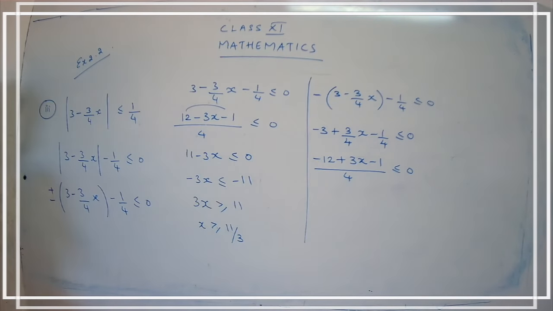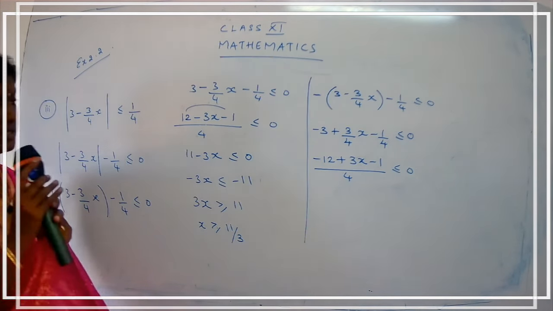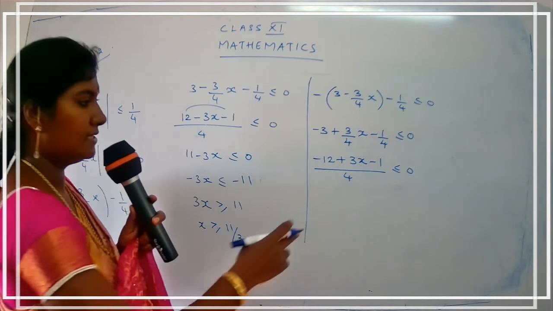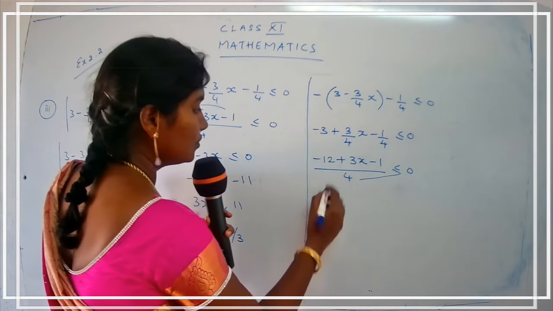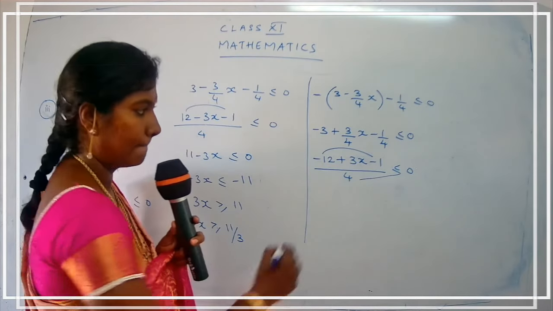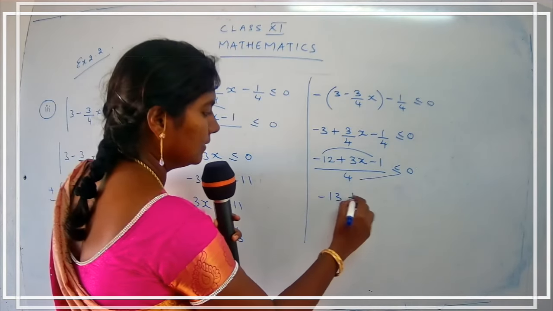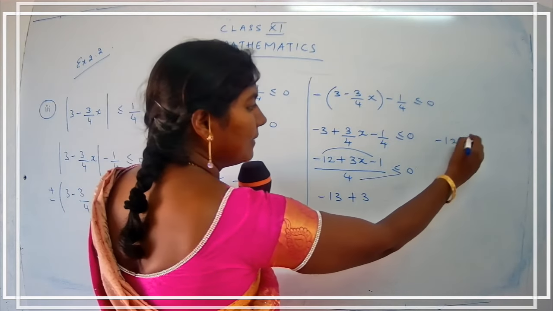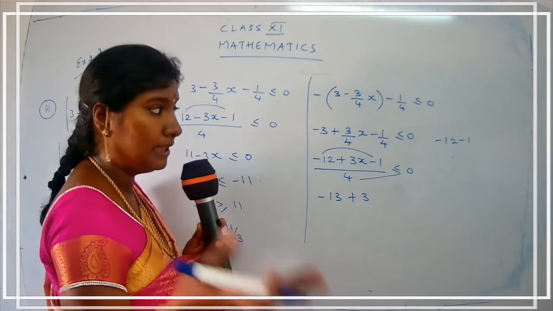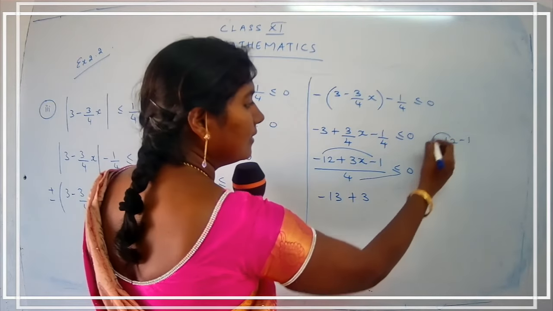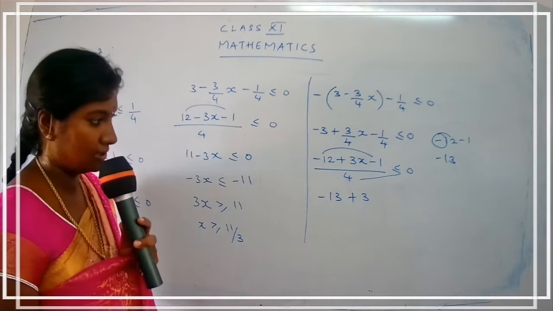Minus 12 plus 3x minus 1 upon 4 less than or equal to 0. So the 4, when it goes to this side, it becomes 0. So minus 12 minus 1, minus 13, plus 3x. Be careful: minus 12 minus 1, minus minus plus, so 12 plus 1 is 13, and the sign of the bigger number is minus. So you get minus 13.